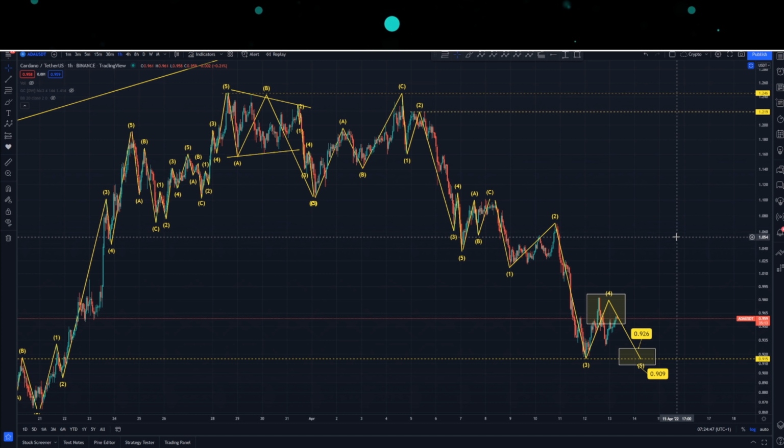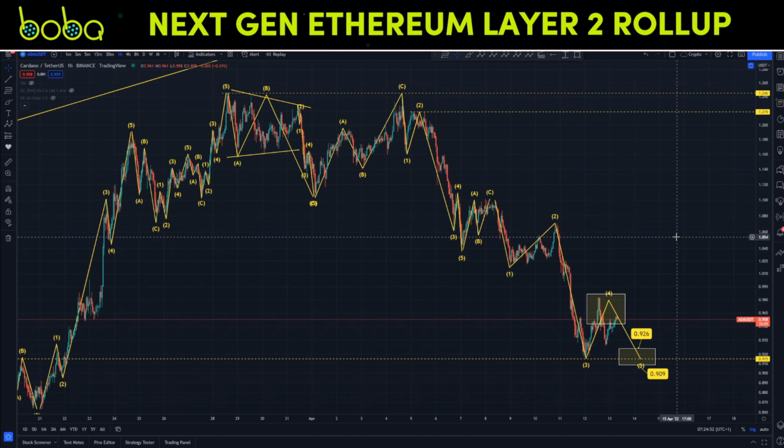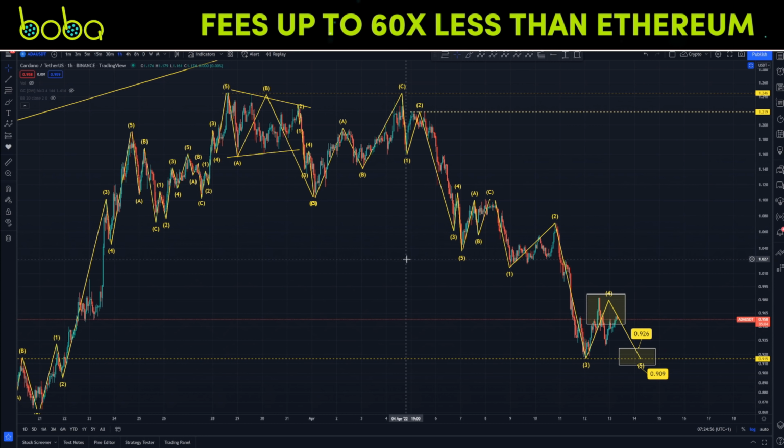Let's jump on down into the charts here for Cardano and see what's going on with the price action of ADA. Okay guys, we're just going to start things off with our hourly chart. We are paired up with USDT and Binance is the data source here.